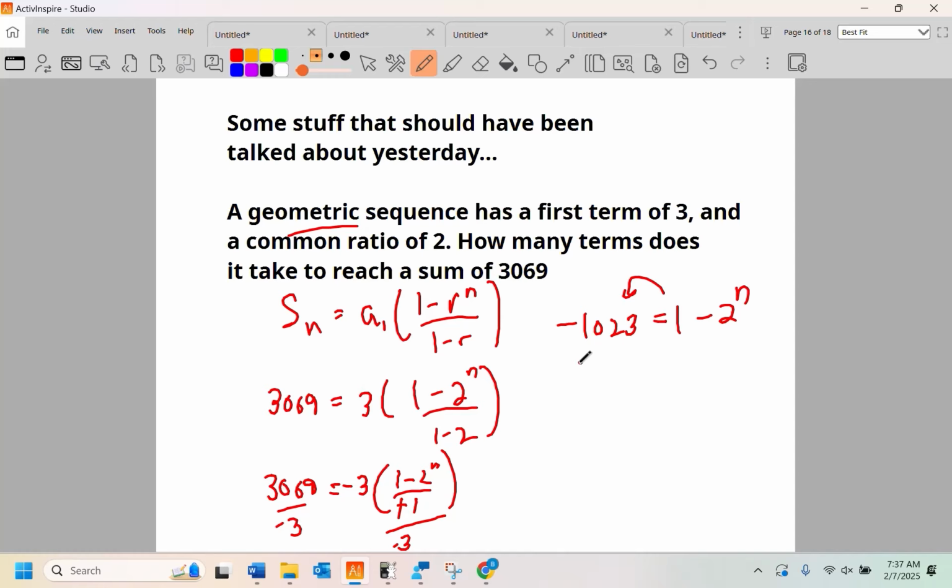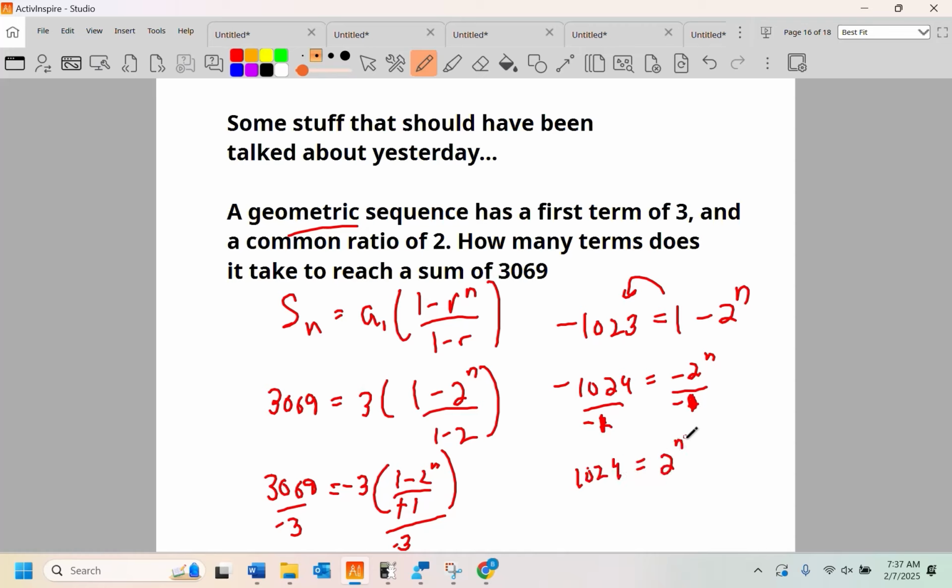I'm going to subtract the 1. Negative 1,024 equals negative 2 to the n. I'm going to divide out the negativity. And I'm going to have, not negative 2, just negative 1. I almost made a huge mistake there. You cannot divide the base out. 1,024 is 2 to the n.